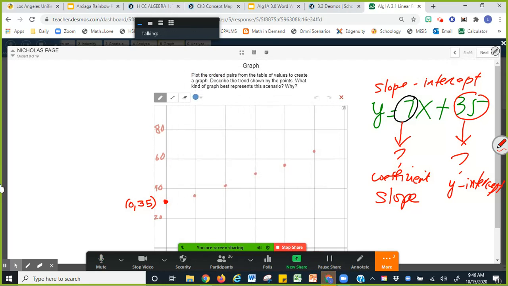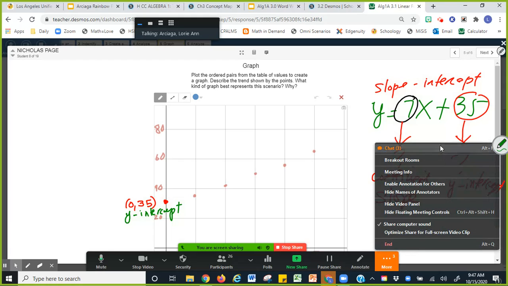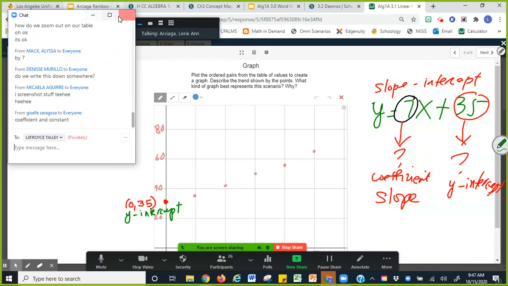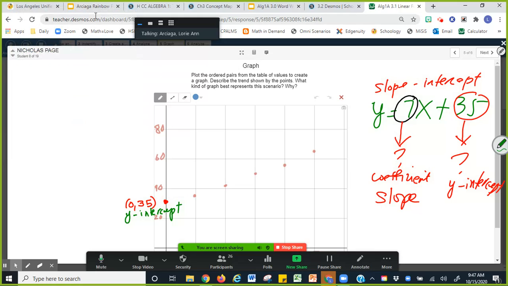So in the context of the story, your y-intercept is 35. What could that be in real life? When you go to the gym and say, hey, I want to start working out, what do they tell you? They discuss some paperwork and stuff like that. So what could you be paying with that $35?